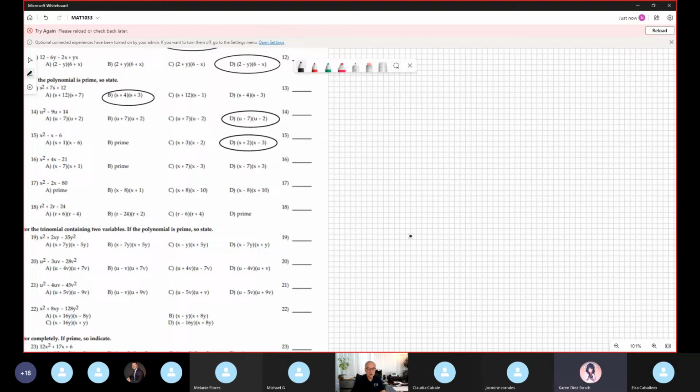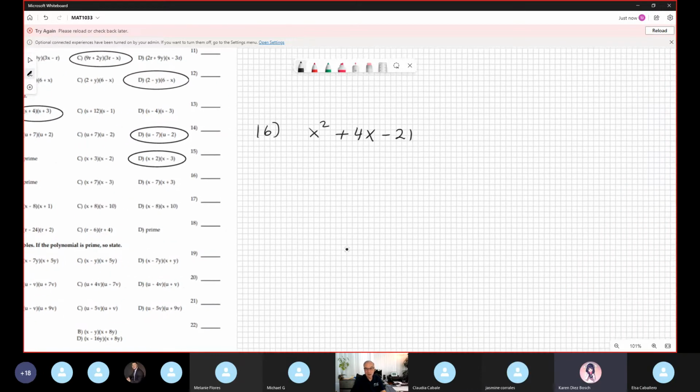Yes, 16. 16 is x squared plus 4x minus 21. Bueno, 21 is relatively easy. 21 is 21 times 1. So this combination doesn't work. When you add, it is 22. When you subtract, it is 20. Much better is 7 times 3. Subtracting, 7 minus 3 is 4.